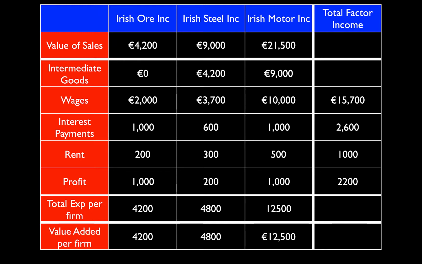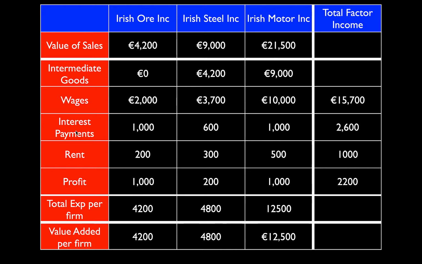Now, I know this is a long video and I do apologize, but what we've got here is this idea of the value of sales. We have three firms: Irish Ore Incorporated, Irish Steel Incorporated, and Irish Motor Incorporated. Irish Ore has no non-labor input costs. It just goes into the ground and takes out steel ore, and then they sell that for €4,200 to Irish Steel. Irish Steel melts it down and forms it into doors and stuff like that, and they sell that on to Irish Motor Incorporated, and they make a car out of it and sell that for 21,000. So that's the relationship between these firms.